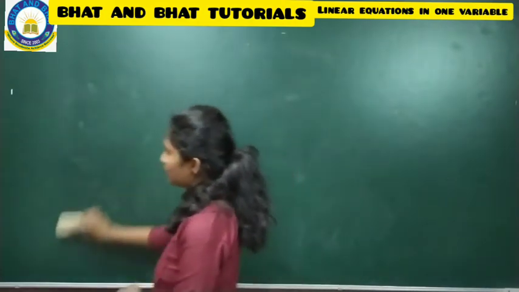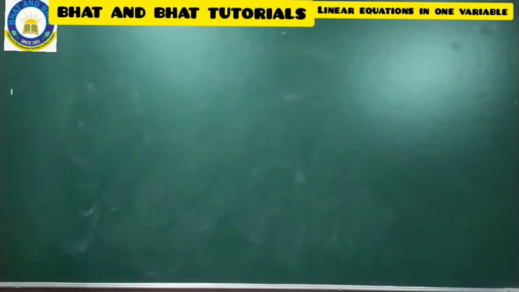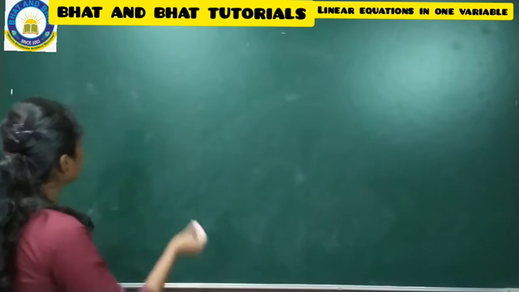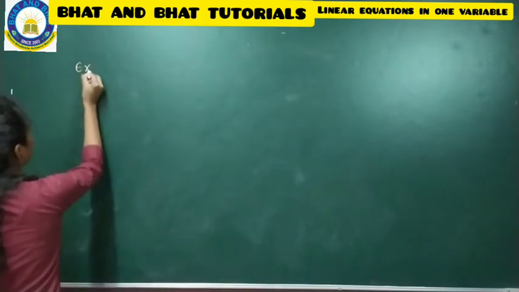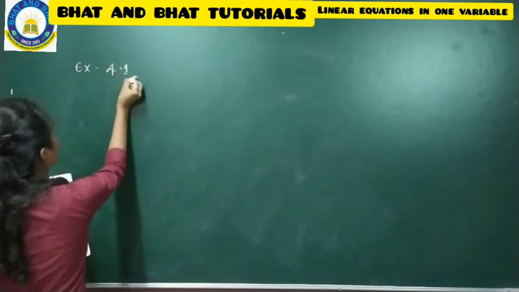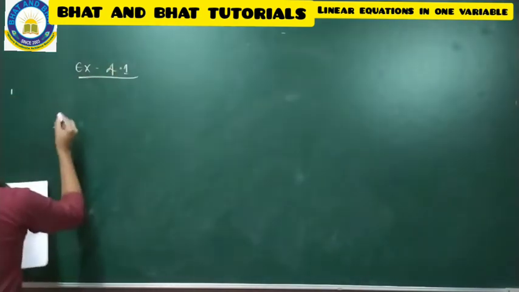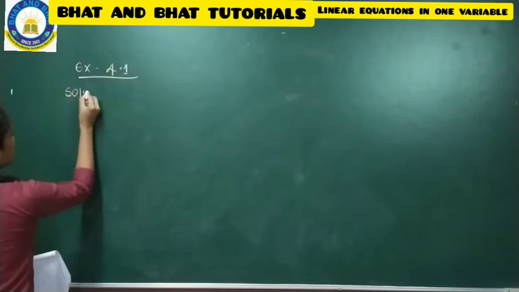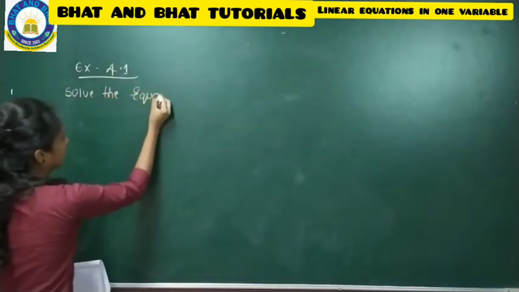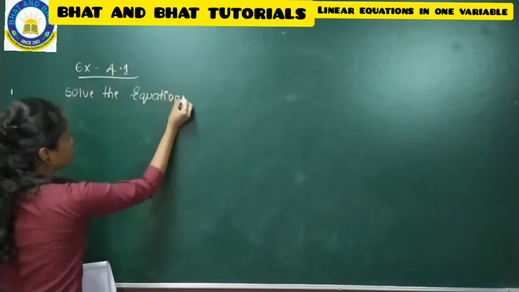So now we'll just step on to the exercise part. In that exercise part, 2x minus 3 I'll be discussing, okay. So I have stopped because you have a separate exercise for that. That's the reason. So this is exercise 4.1. So the first question, solve the equations. This is your question.